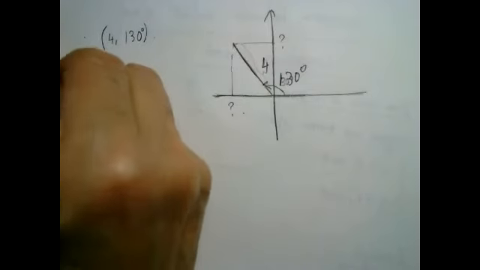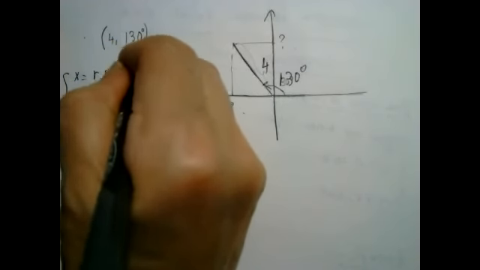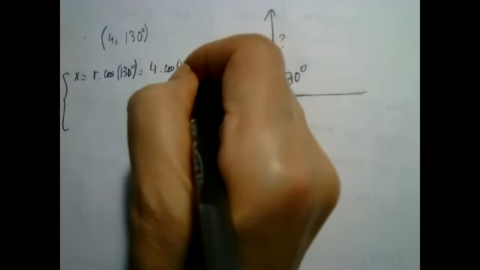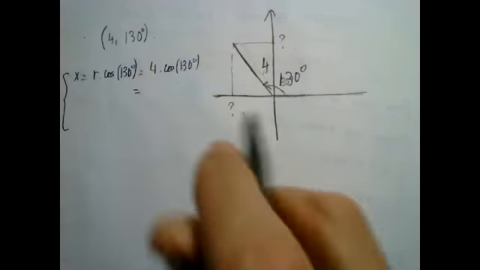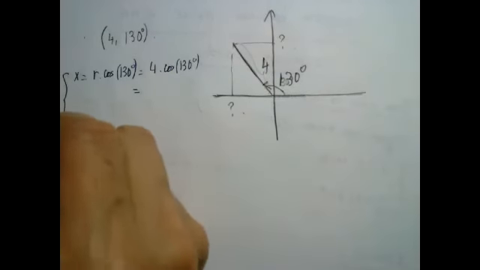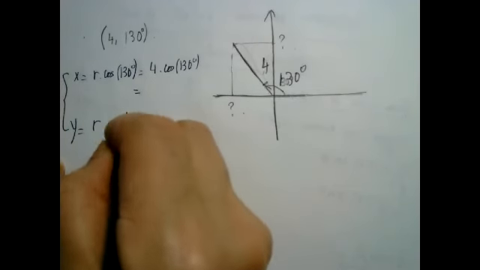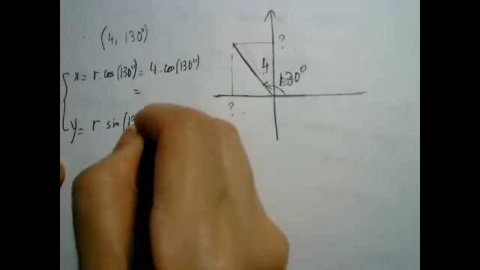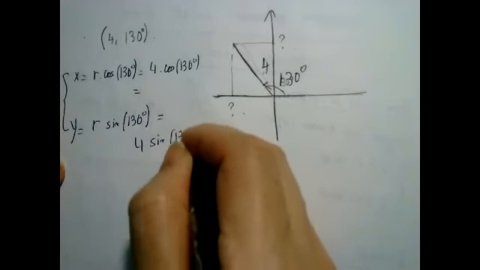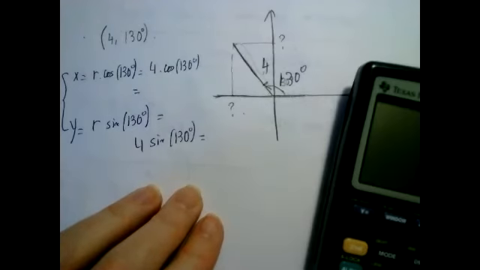So x is r cosine 130. It means 4 cosine 130. And we know that the cosine has to be negative because we are in the second quadrant. And the y is r sine 130. It means 4 sine 130. And now we have to plug into our calculator and figure out this answer.